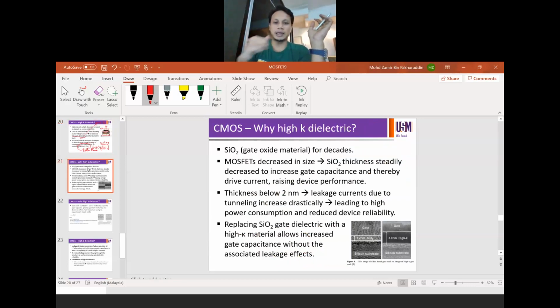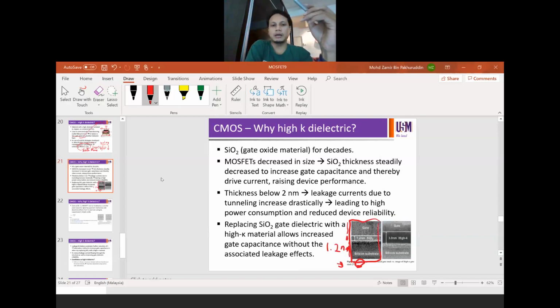So why then do we need high-K? SiO2 has been used for decades. As MOSFET or CMOS decreases in size, SiO2 thickness steadily decreases as well. As I said, it was probably 10 nano or 30 nano back then, and now it has been reduced to, if you look at this TEM image down here, TEM, transmission electron microscope, is much more advanced than scanning electron microscope. So tengok kat gate ni kat atas, ni cross section gate kat atas. Thickness of SiO2 is only 1.2 nano. So bawah ni silicon. So cross section of a CMOS.